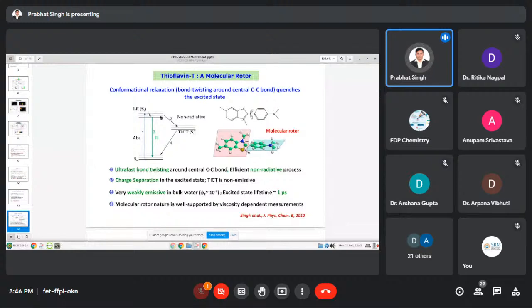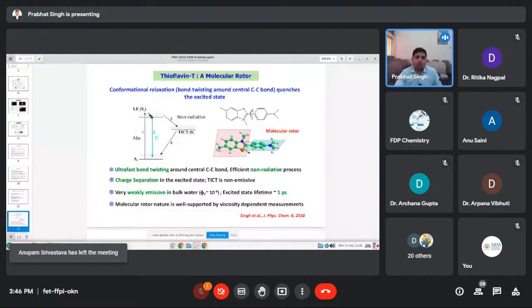So when you excite a molecule, whether that molecule will emit or not depends on what is happening to the molecule in the excited state in the form of non-radiative and radiative processes. If the radiative process predominates, you will see an emission. If the non-radiative process predominates, then you will not see an emission, because that energy goes in the form of heat to the surroundings. Okay, so if you want to get emission from a molecule, then you have to cut short its non-radiative processes.